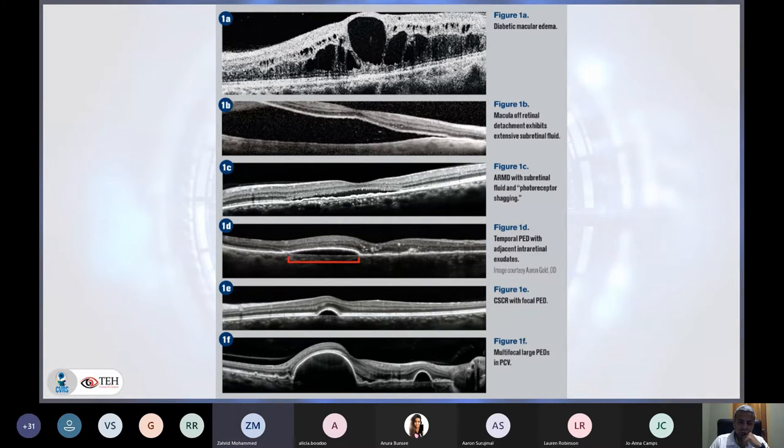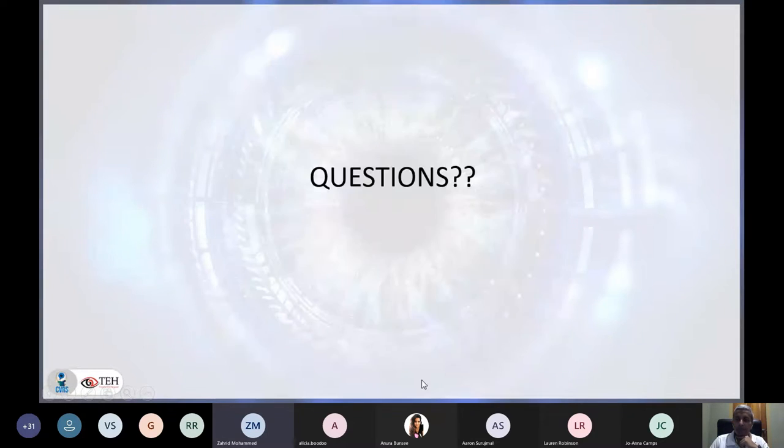And with figure 1D, this is a temporal pigment epithelial detachment with adjacent intraretinal exudates, as highlighted here by the arrow. In CSCR, you can see this in image 1E with a focal pigment epithelial detachment, and in 1F, these are multifocal large pigment epithelial detachments, with the larger one being here and the smaller one being more nasally. And this was the end of my presentation, and at this point we'll have any discussions here.